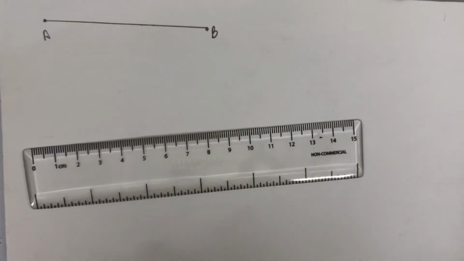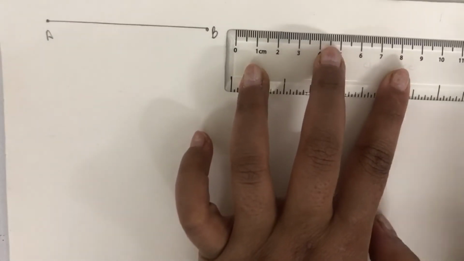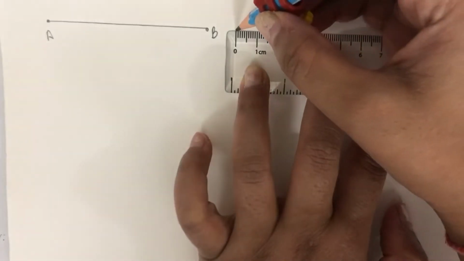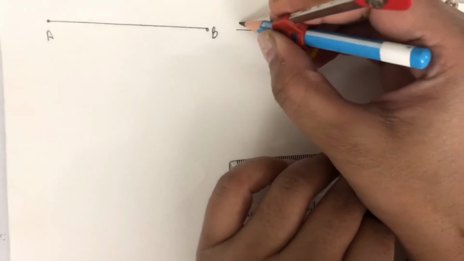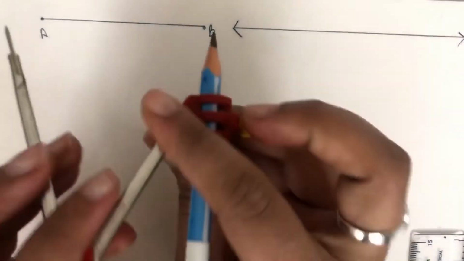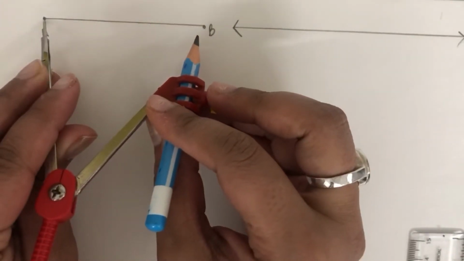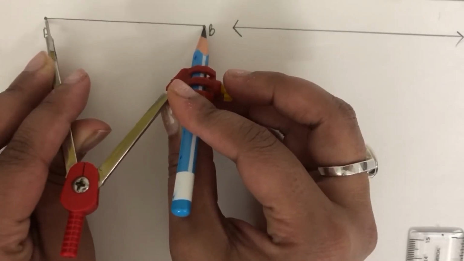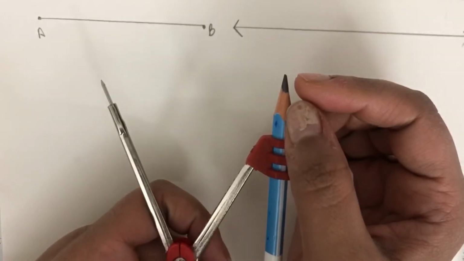Now what you will do is you will draw a line. I'm talking about a line, not a line segment. You will draw a line. It means you have to make two arrows on both the sides. You don't have to measure this line. Now you will open your rounder tip. Keep the tip of the pointer on point A and the pencil on point B. So now this is the length of your line segment AB.